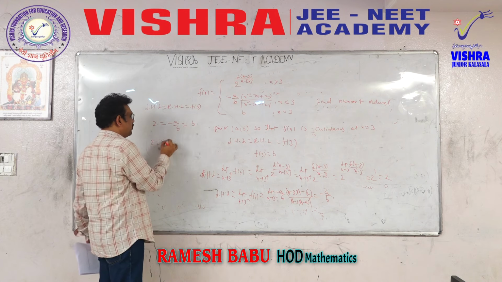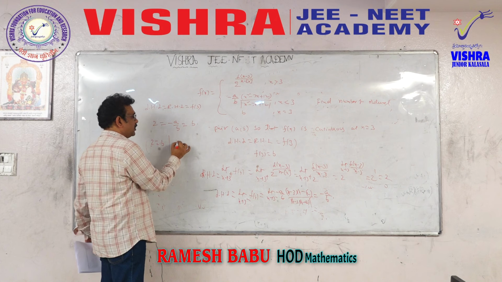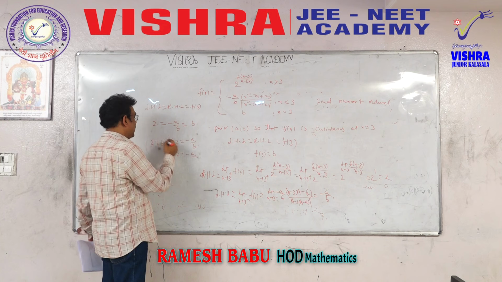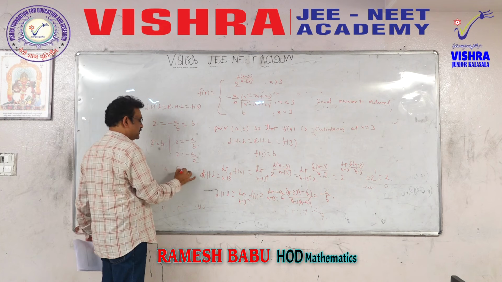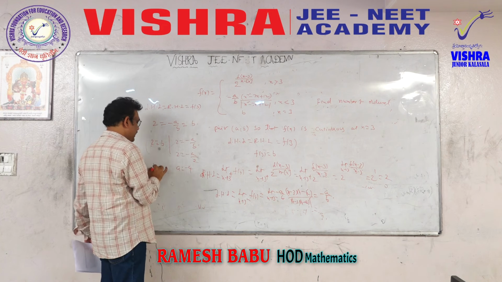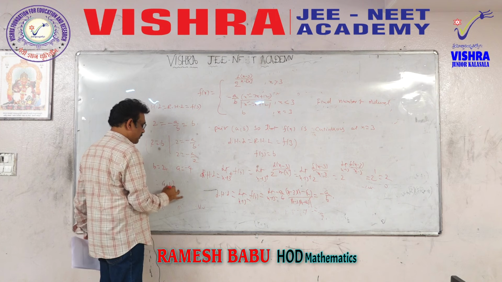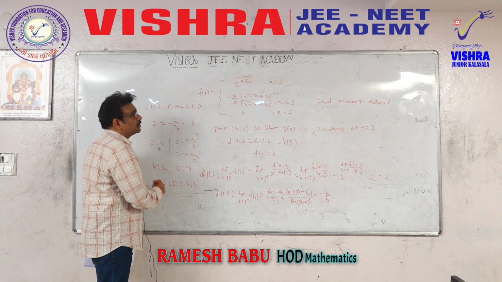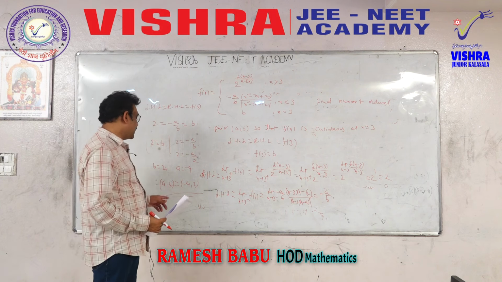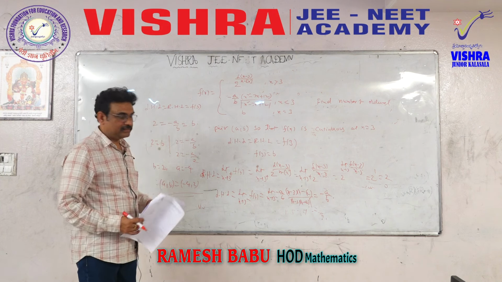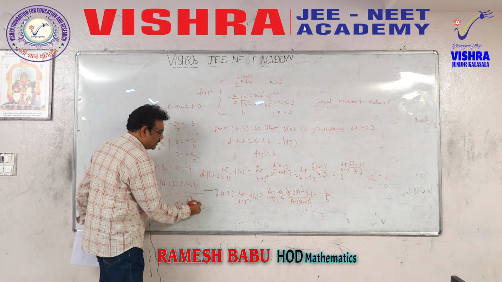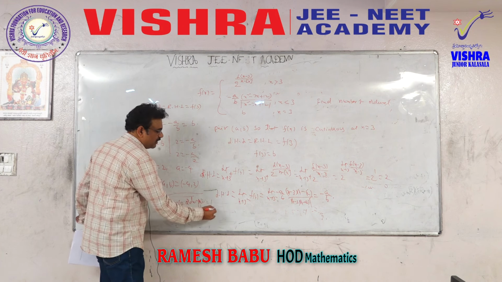So 2 is equal to b. And 2 is equal to minus a by b, so 2 is equal to minus a by 2, which gives a equal to minus 4. Now b is equal to 2. So (a, b) is equal to (minus 4, 2). Now the number of ordered pairs will be only 1. So the number of ordered pairs is equal to 1.